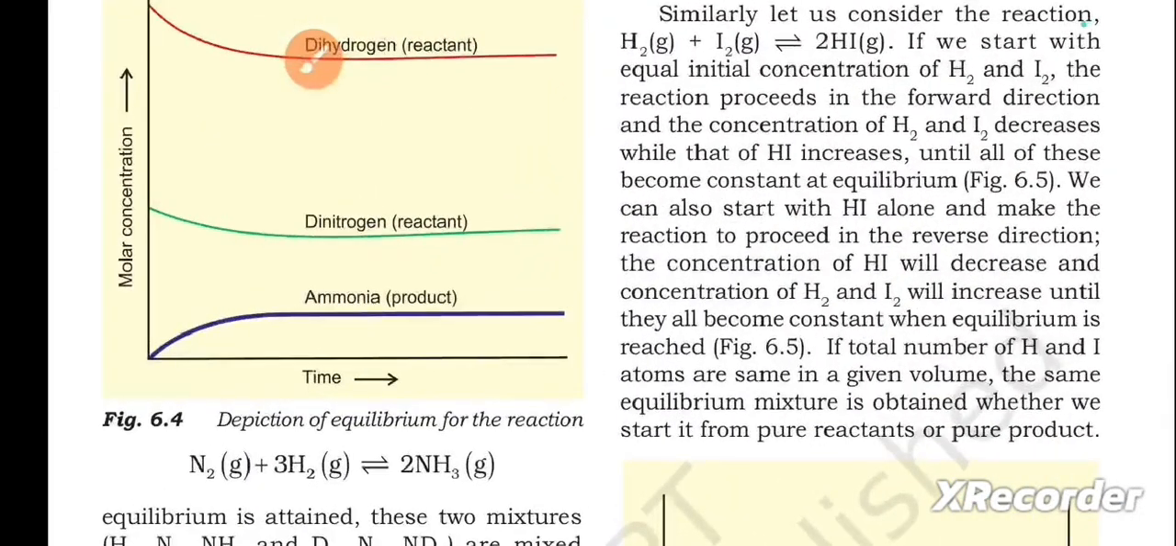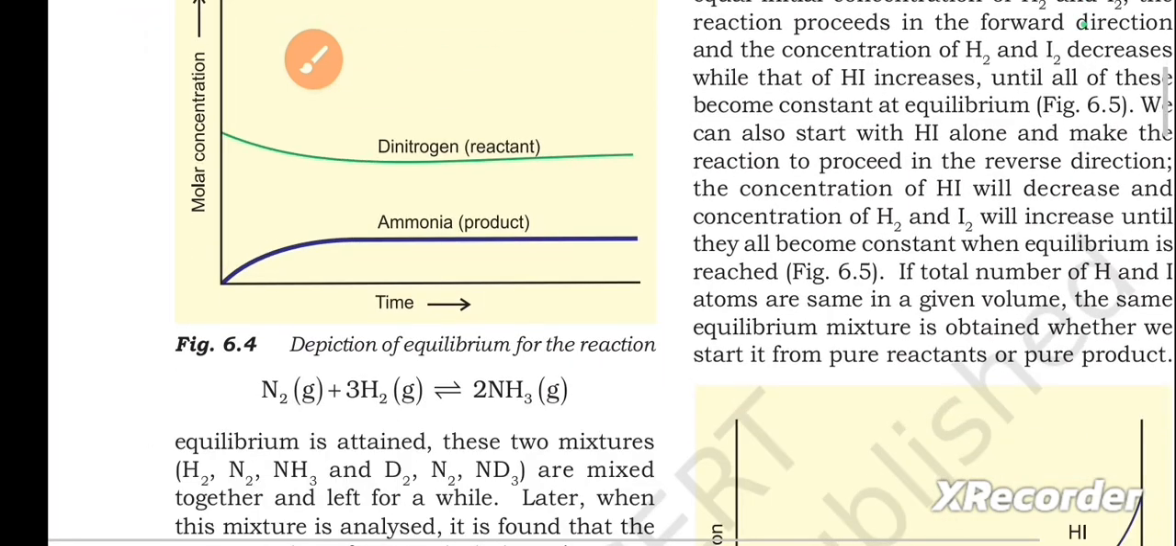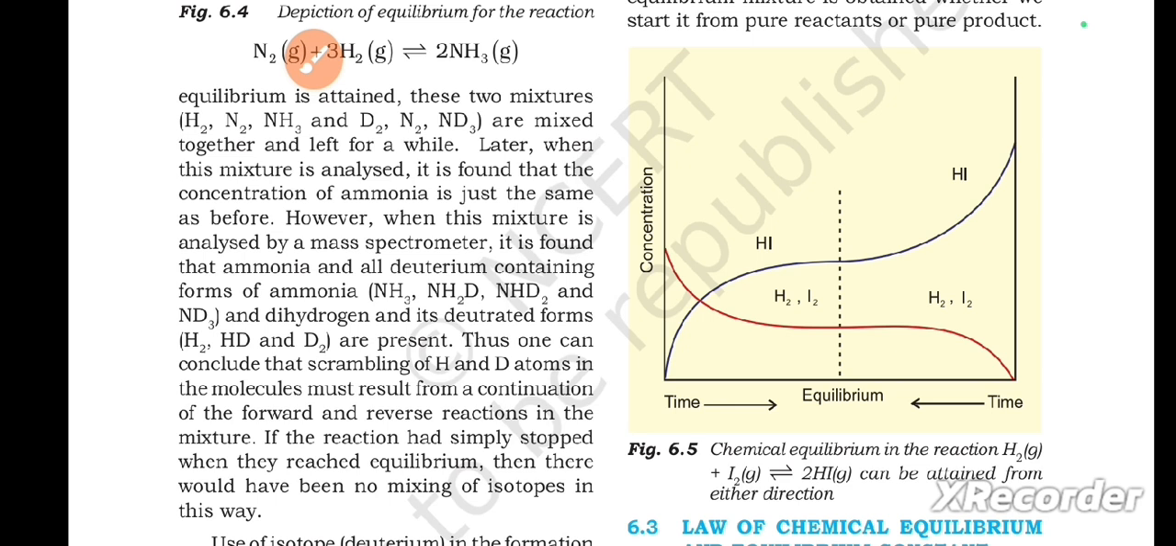Next, similarly, let us consider the reaction H2 plus I2 gives rise to 2HI. If we start with equal initial concentration of H2 and I2, the reaction proceeds in the forward direction and the concentration of H2 and I2 decreases while that of HI increases until all of these become constant at equilibrium. Figure 6.5. So let's see figure 6.5. So here is the figure. Chemical equilibrium in the reaction H2 plus I2 gives 2HI can be obtained from either direction. So this is the figure.